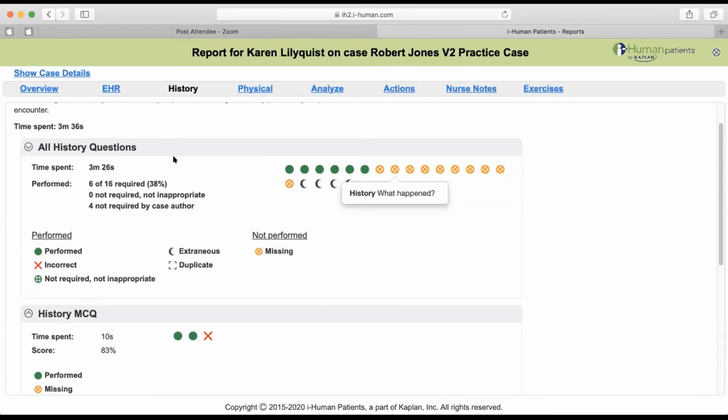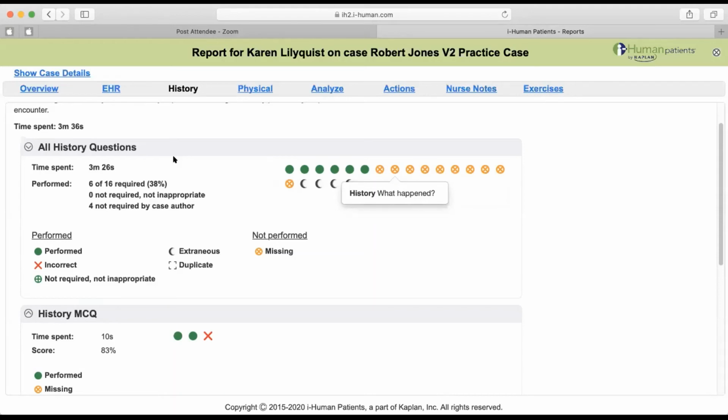Now the cases themselves, the students can play one time, just as we would if we were at a clinical. We have one chance with our patient. If you were to review a case, you can play that multiple times. Robert Jones is our practice case, so you can play this multiple times. Each of these areas are great to include in your debrief.